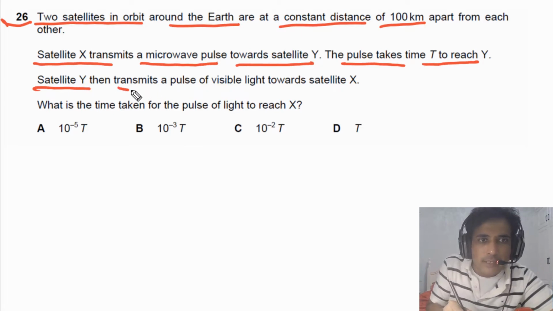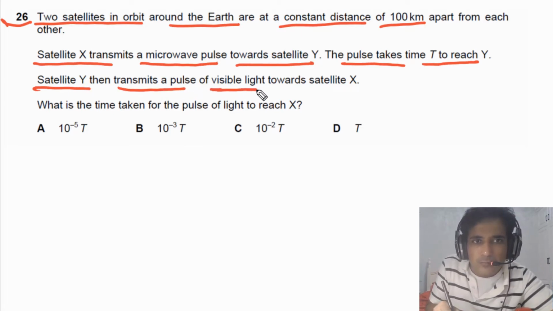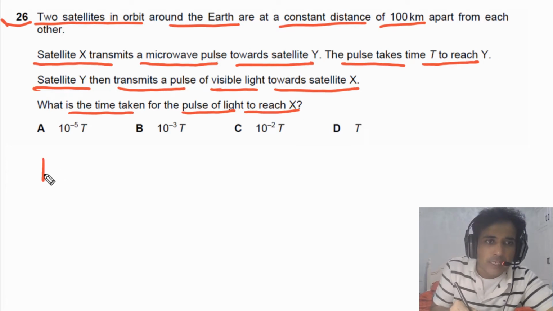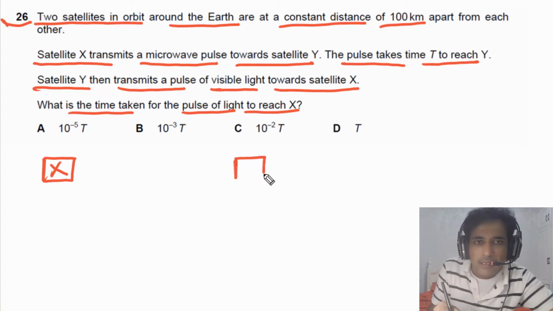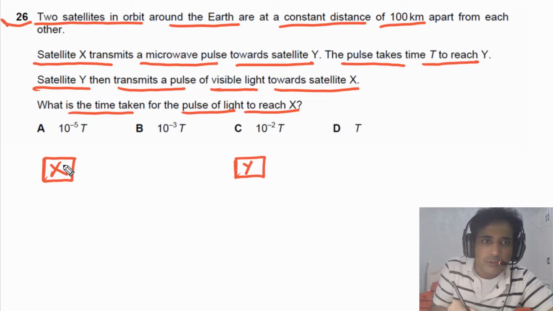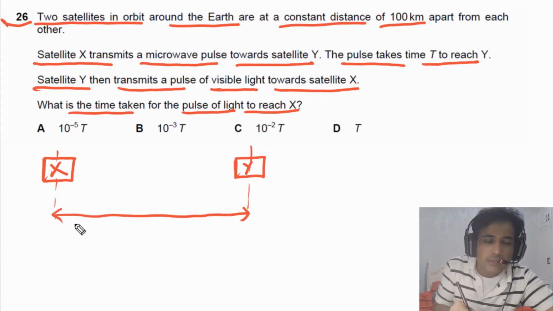Satellite Y then transmits a pulse of visible light towards satellite X. What is the time taken for the pulse of light to reach X? So first of all, simply we can imagine that there are two satellites. So we can say this is satellite X and we have another satellite here at a distance of 100 kilometers. Distance between these two satellites is given. Distance is equal to 100 kilometers. We can say D is the distance.